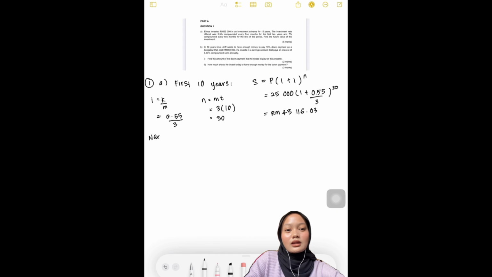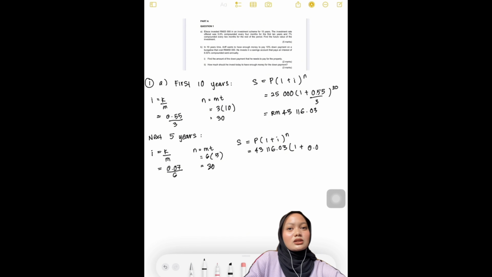And next, we're going to calculate for the next 5 years. I equals K over M, 0.07 over 6, N equals MT, M is 6, T is 5, and we got 30. And we use the same formula, S equals P(1 plus I) to the power of N, with P as 40,116.03, times (1 plus 0.07 over 6) to the power of 30. And we got the answer 61,060.73.